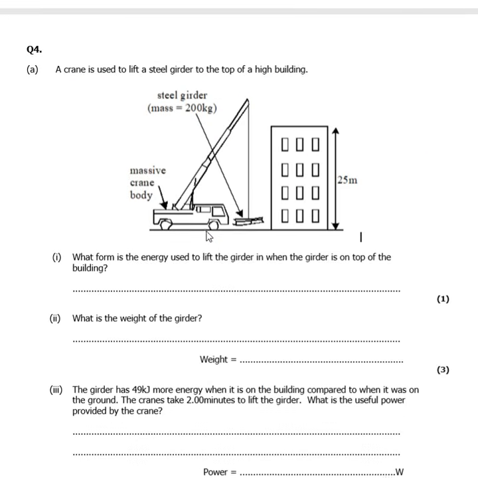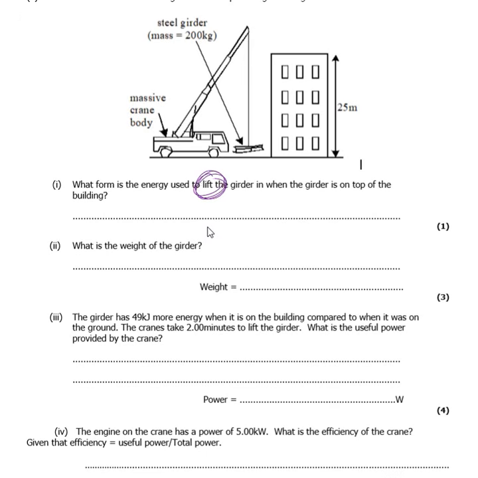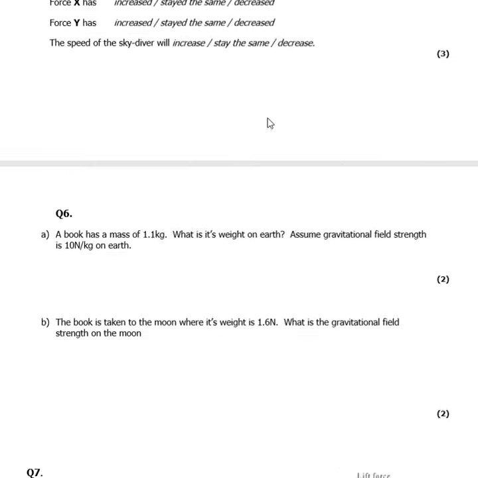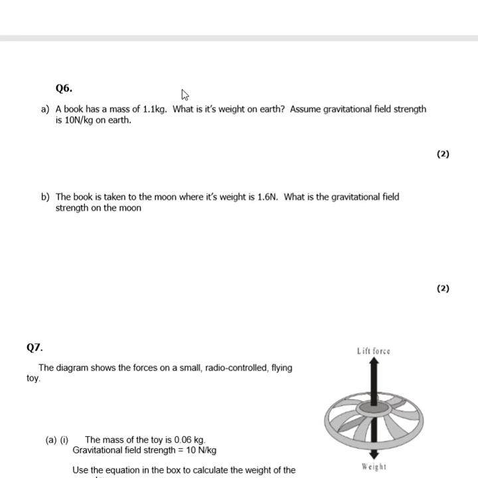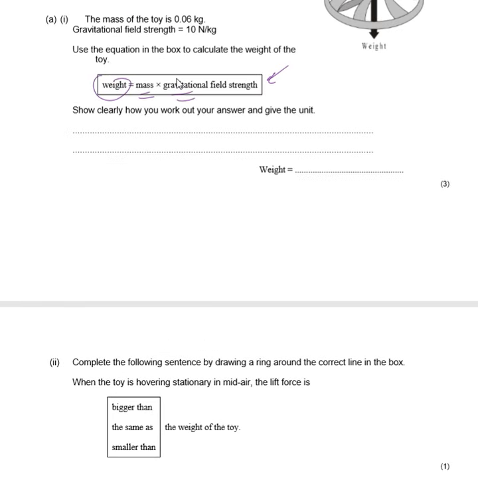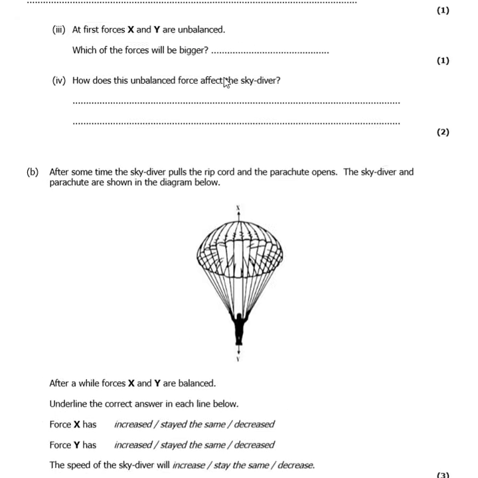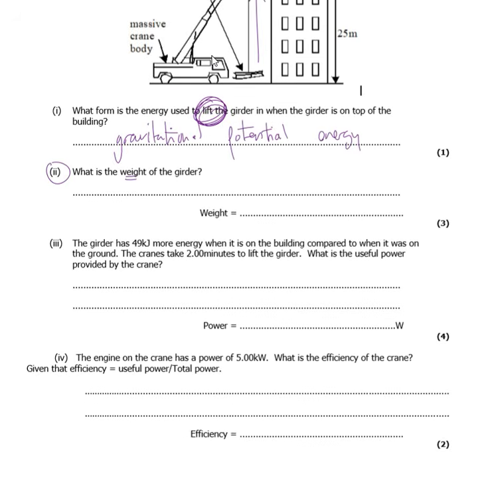Now next one here, so now this is energy. When we're lifting it up, we are going up, so this is gravitational potential energy. Now, what is the weight of the girder? If you've forgotten the equation, look at this. If I go back down, the equation is given to me here. Look: weight, mass, gravity. And what is the value for gravity? Look, gravity is 10. Therefore, the equation here is weight is equal to mass times gravity.